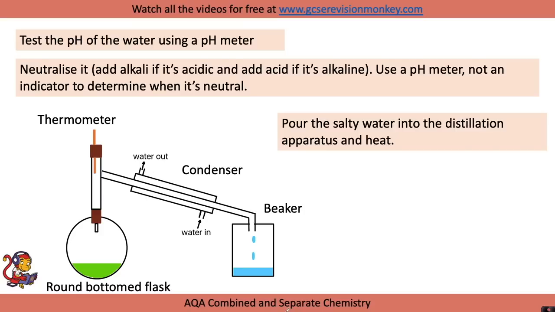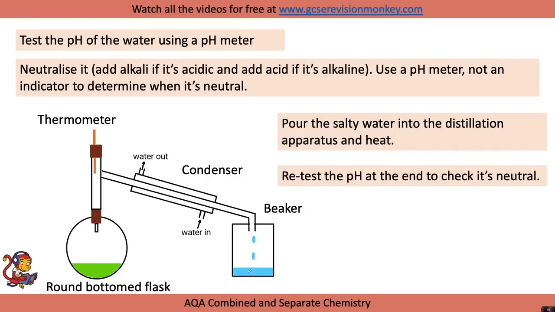So then we pour the salty water into the distillation apparatus, and we said specifically it's the round bottom flask it goes in, and we heat it. And the distillation process, as discussed, will leave us with pure water in our beaker, and we would then just retest the pH at the end to check that it is neutral.